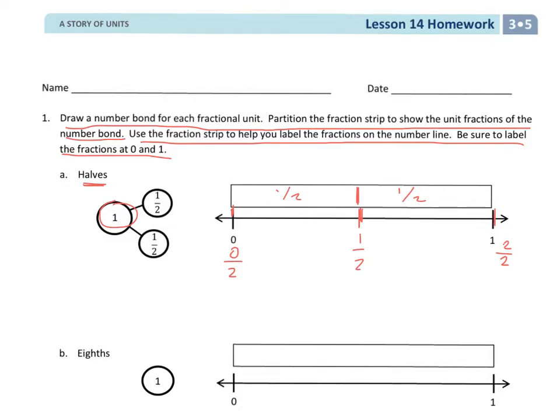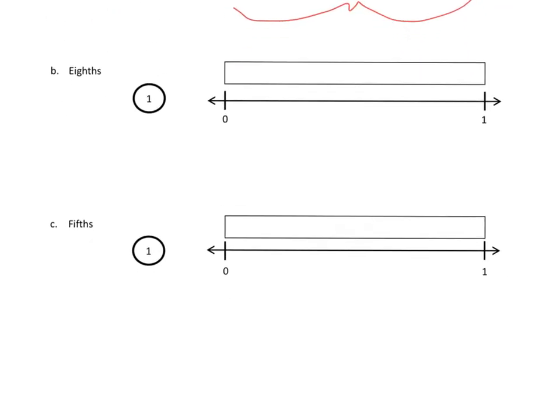So I'm using my fraction strip to make my number line because they're equivalent, meaning they both start here at 0 and they both stop at 1. So this space on the number line between 0 and 1 is equivalent to this space between 0 and 1 in my fraction strip. So I'm going to move down and we'll take a look at C.